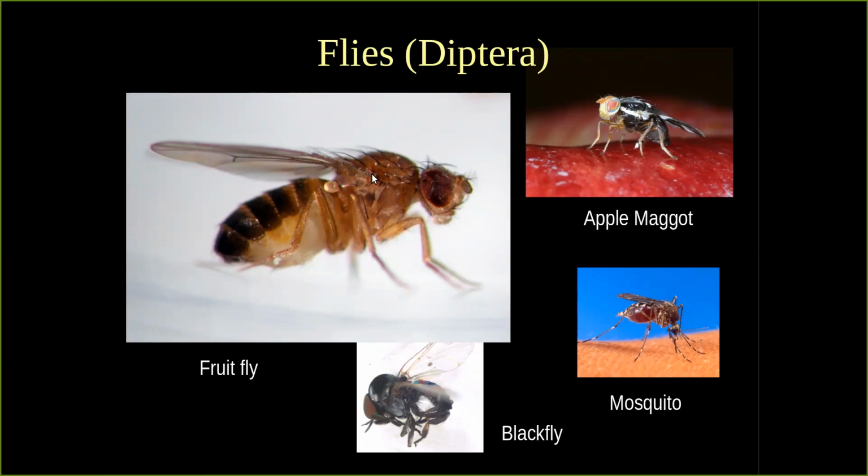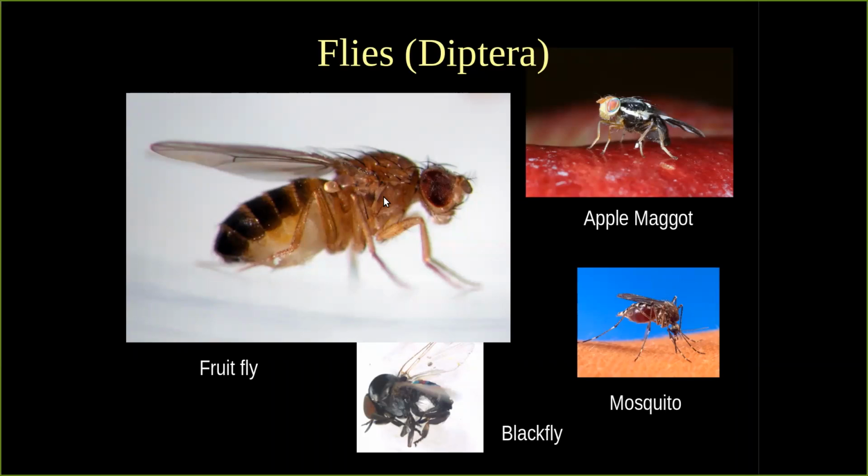But the flies have only one pair of wings, and the back pair of wings is replaced by this little nub here, which is used in balance for flying. They can't actually fly without it. So that's one way of telling when you have a fly.